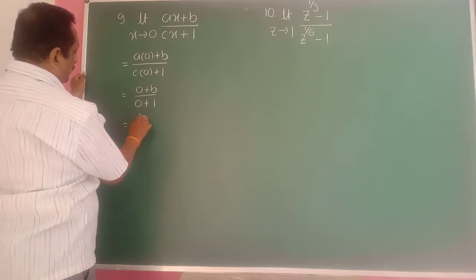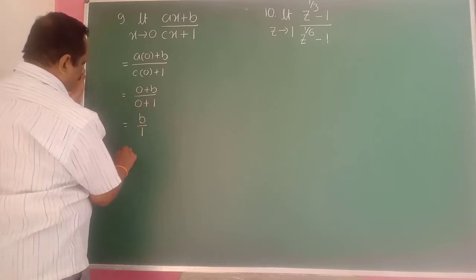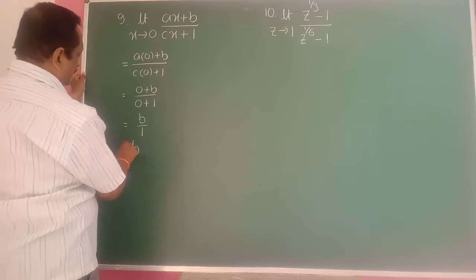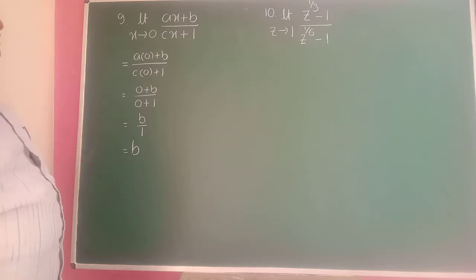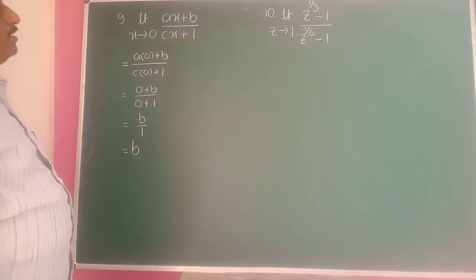So a into 0 becomes 0, plus b divided by 0 plus 1. So b divided by 1, and b upon 1 is b itself. Therefore, the limit of the function is b. This is the answer. This is a definite value here.